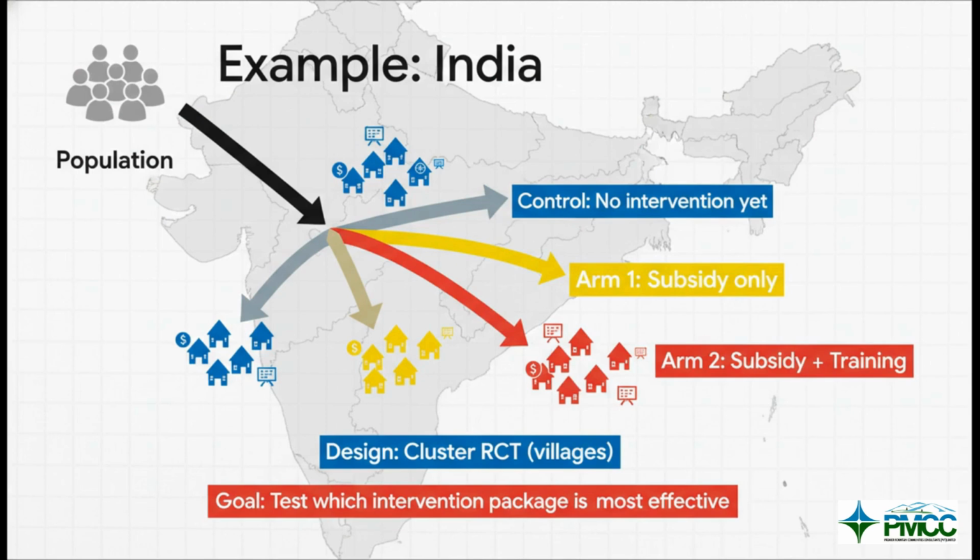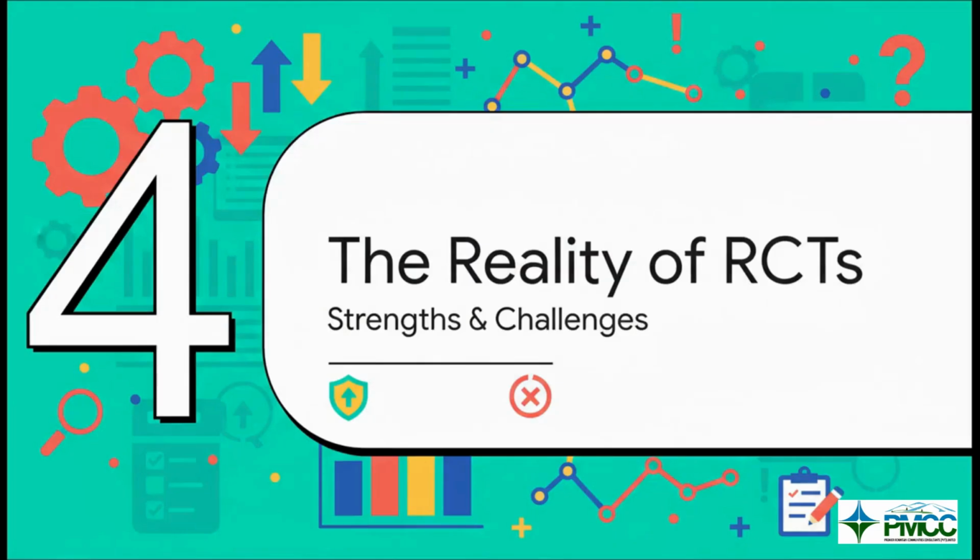Let's make this real with an example from a rural electrification program in India. What I love about this one is that they didn't just have one treatment group, they had two. One group of villages got a subsidy to get hooked up to electricity. A second group got that same subsidy plus some training. And the third group was the control. This multi-arm design lets you ask a much smarter question, not just did it work, but which version of our program worked better.